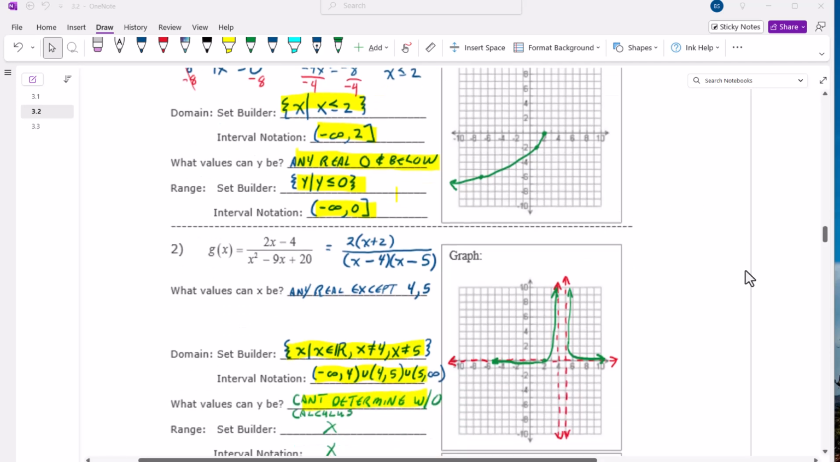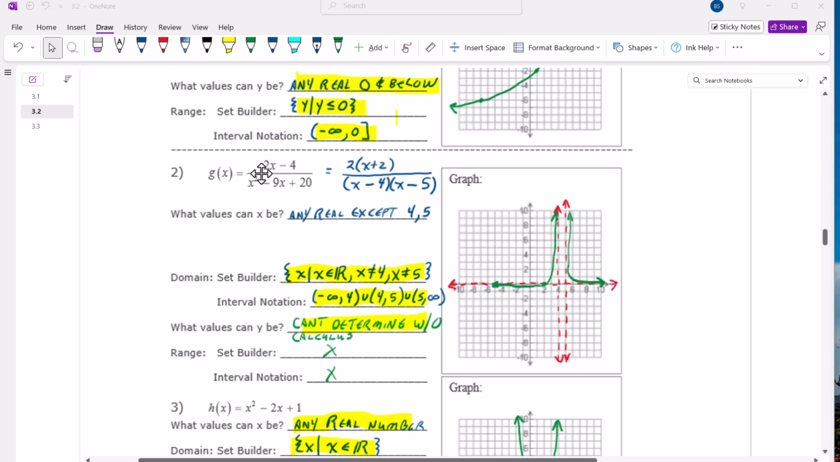Okay. Number 2, you would have had to factor the denominator. You don't have to factor the numerator, but you could. And this problem right here, I think, has some things that you could not really figure out on the range unless you knew something about calculus. So it's not a good problem to give a pre-calculus student. So anyway, the domain is anything except 4 and 5. You have 2 vertical asymptotes. So you can see how I wrote the domain.